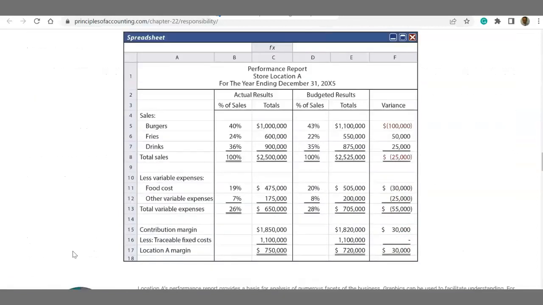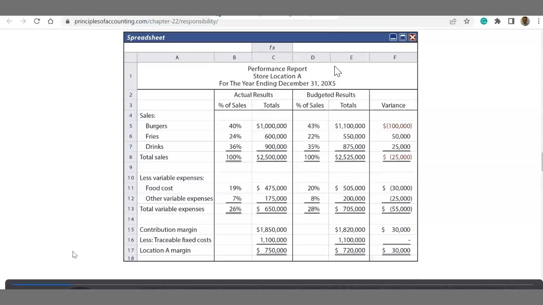Let's see. So we have a report here. Okay, so here is the actual result of operation. They had total $2.5 million of sales, which came from burgers, fries, and drinks.